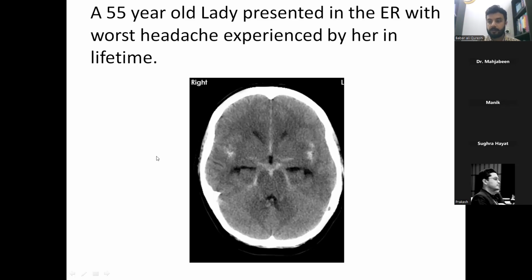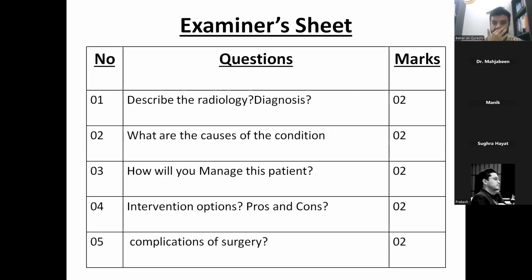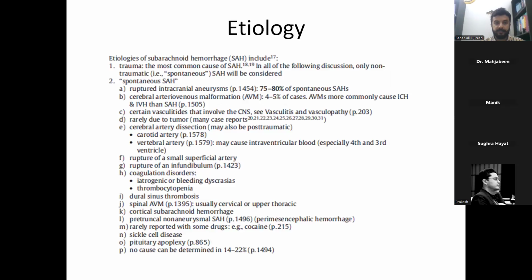Right. Okay, so Dr. Manik, you were very good and you answered most of the questions right. But regarding the management and the complications, these are very important ones and you need to review them again. Okay, sir. So these were the questions which I asked and you answered most of them, right? So let's come to the etiology.